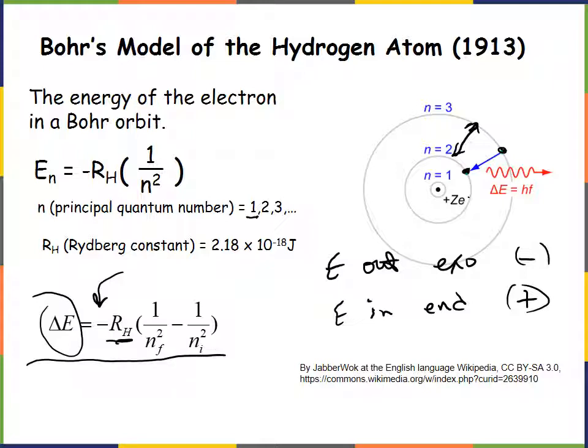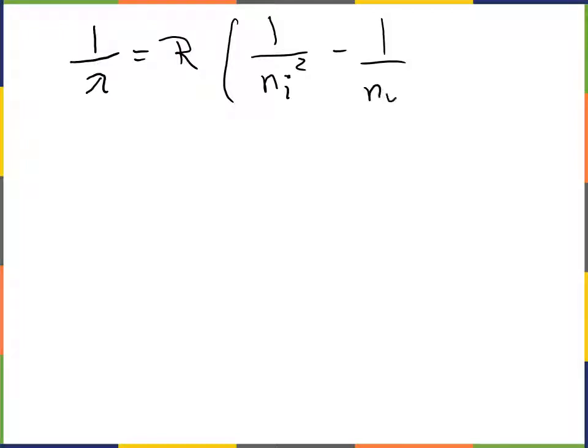Personally, I hate this equation. I'm going to use a shorter one. So instead, I'm going to use a different form, and I'm going to use 1 over lambda is equal to the Rydberg constant multiplied by 1 over the n inner squared minus 1 over the n outer squared. Why? Because this is going to solve for wavelength.